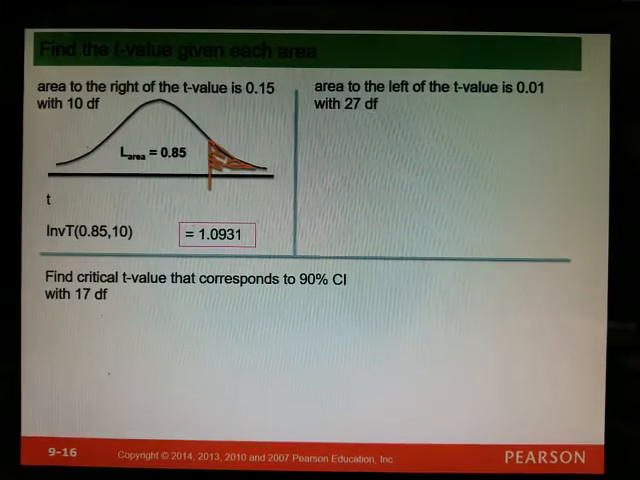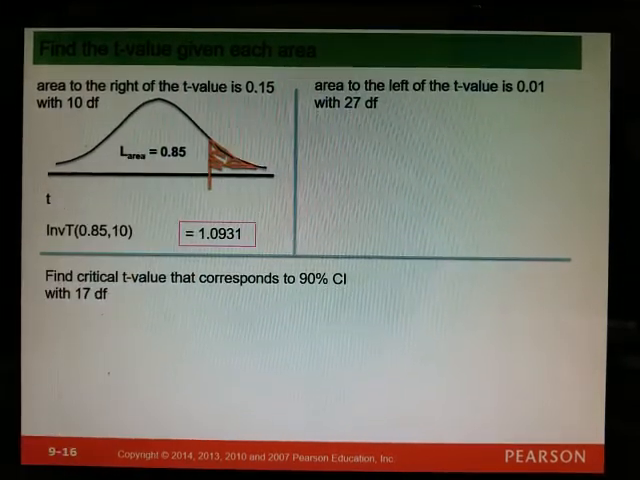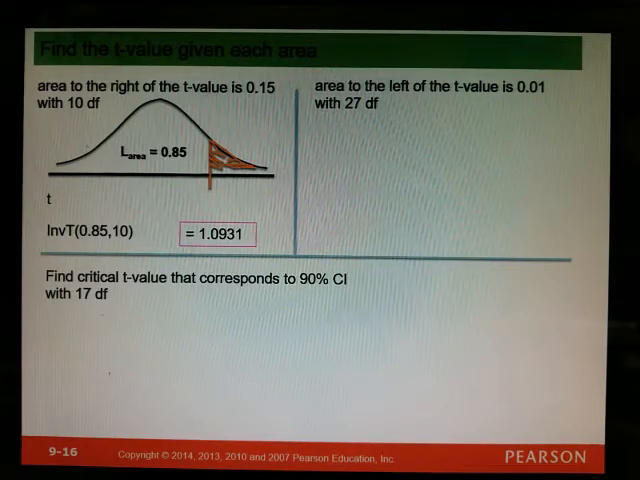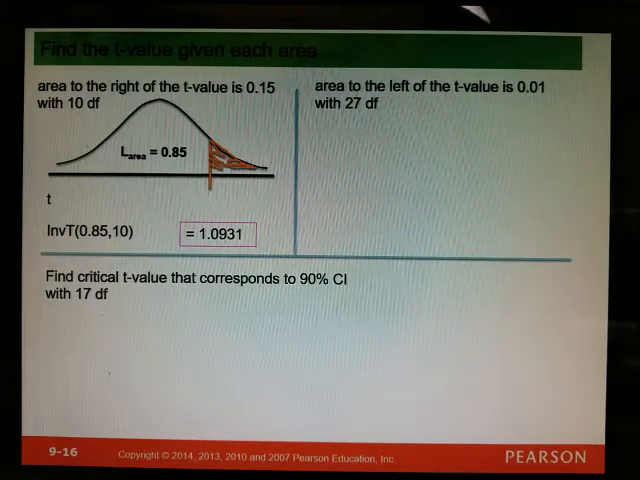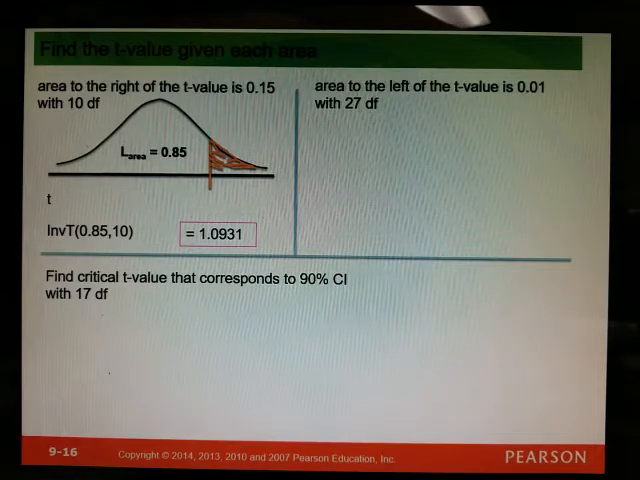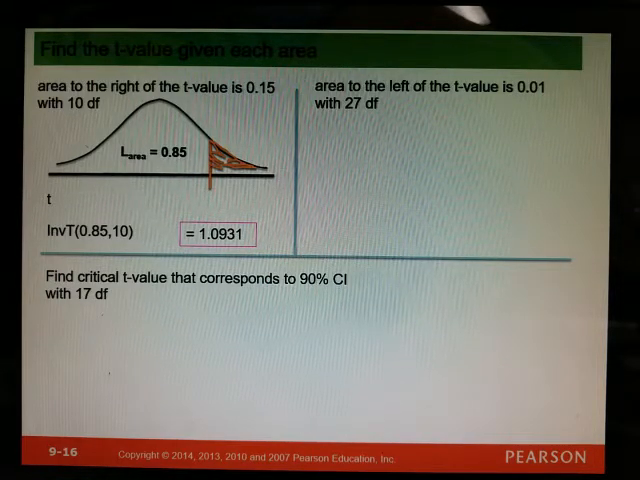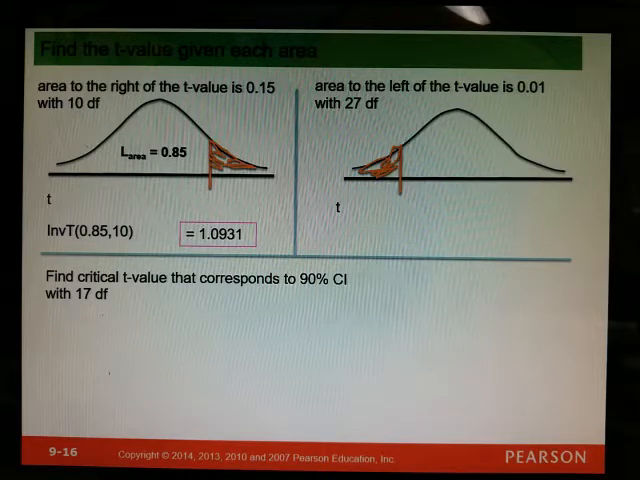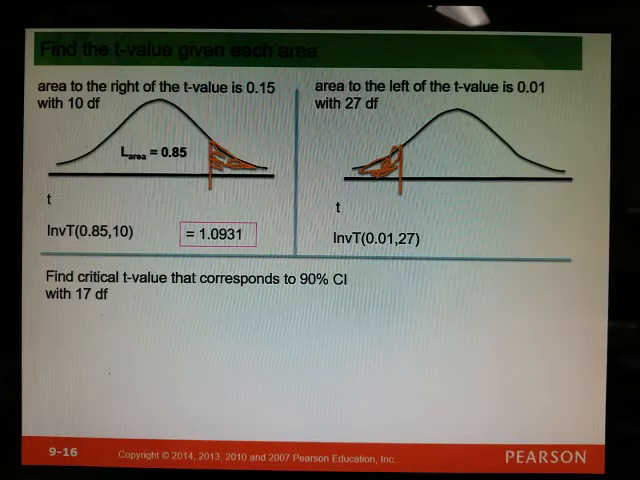The next one says the area to the left of the t is 0.01 with 27 degrees of freedom. If you had 27 degrees of freedom, that meant you had 28 data values. The area to the left of that t-value is 0.01, one hundredth. So that's already the left area. I would do inverse t of the left area, 0.01, and then the degrees of freedom of 27, and push enter. Again, you go to second distribution, and you choose inverse t instead of inverse norm. You give it the left area and your degrees of freedom, push enter, and it'll give you the value.